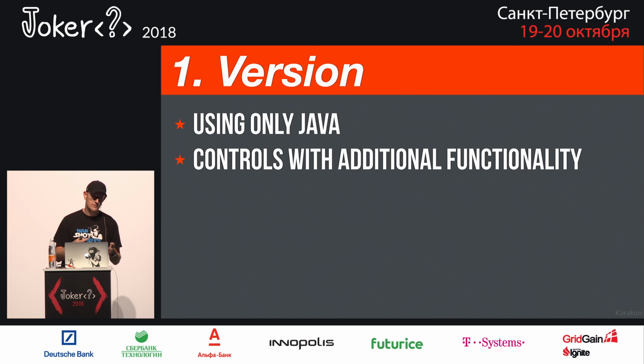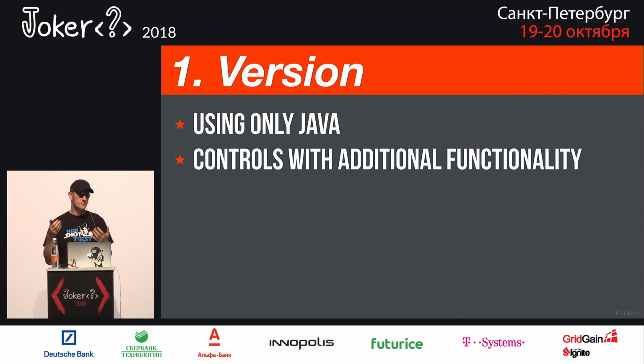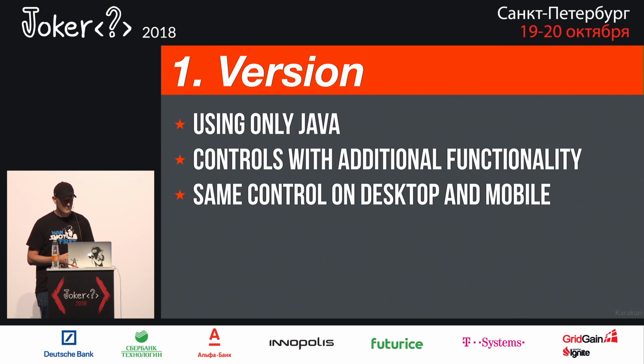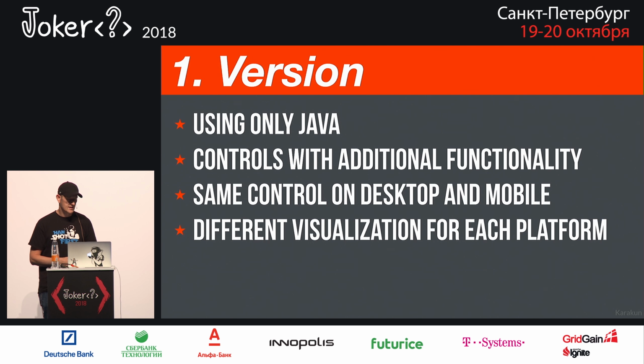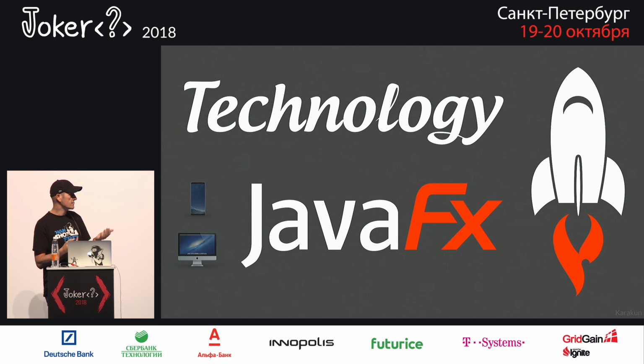The purpose of the controls that we built was to create controls with additional functionality for business purposes. And the idea was to use the same control on the desktop and on the mobile phone, in Java. And we have different visualizations for each platform. That means if you have the control on the desktop, it looks different than if you use the same control on the mobile phone, right? The technology that we used for that was JavaFX on both devices, so on the desktop and on the phone.